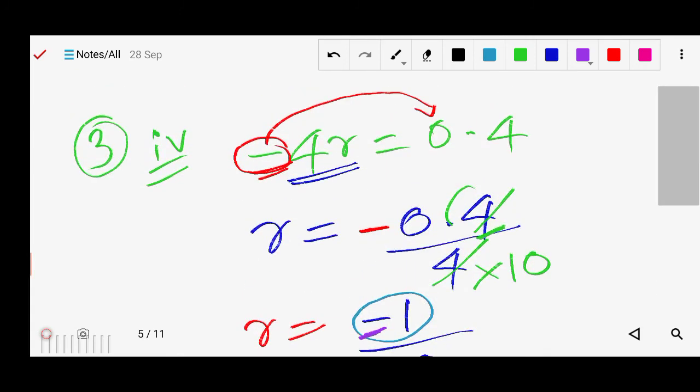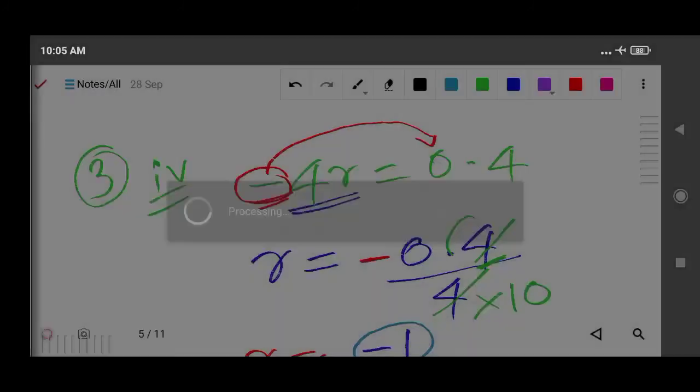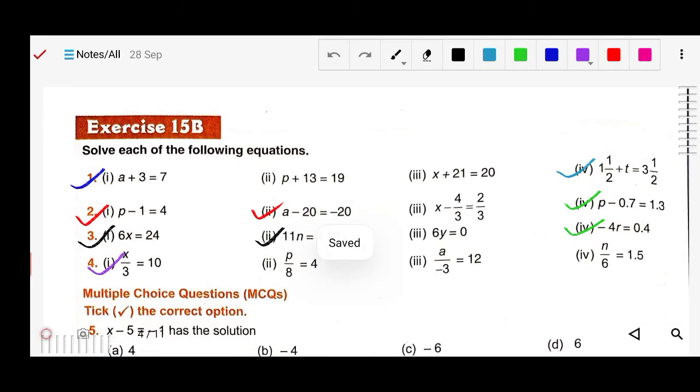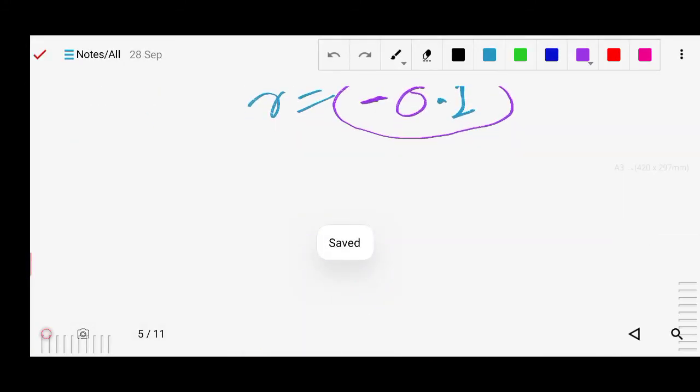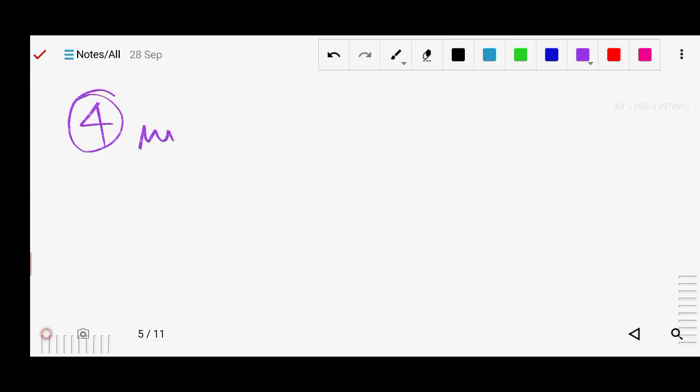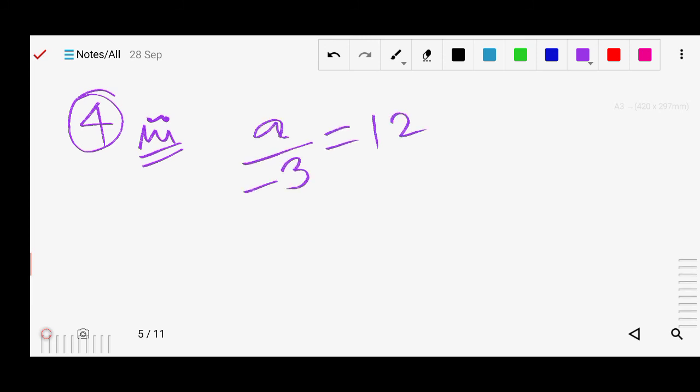Okay, now see question number 4. Here I am going to solve number 3. A by minus 3 equals 12. So question number 4, number 3. A divided by minus 3 equals 12.